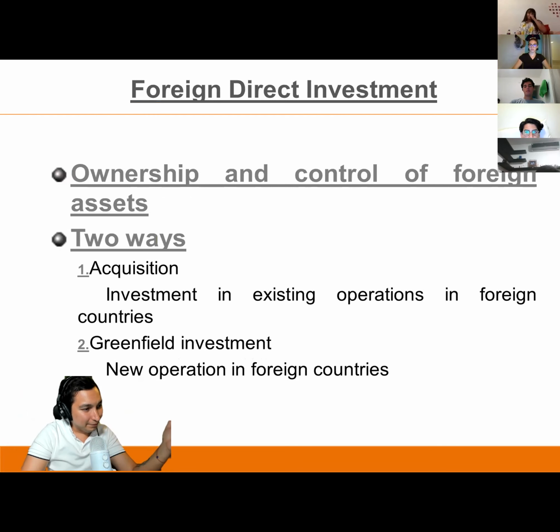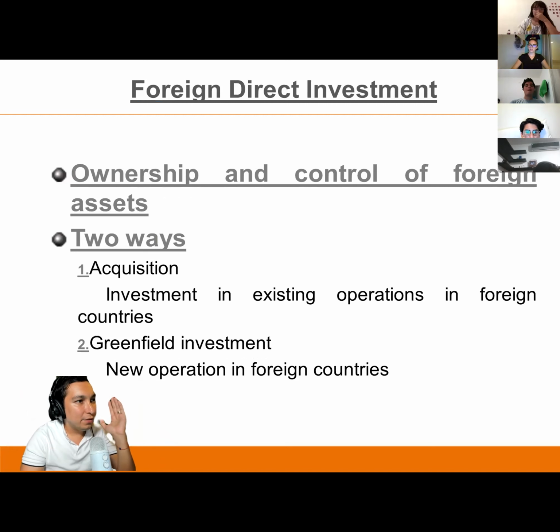So the reasons why to do this? Why would you do a foreign direct investment? Now we start with the reasons, the goals, the strategic aspect. I always encourage you to think strategically. It's not an accounting class. This is strategy. So tell me, why would you, or what are the reasons for foreign direct investments?